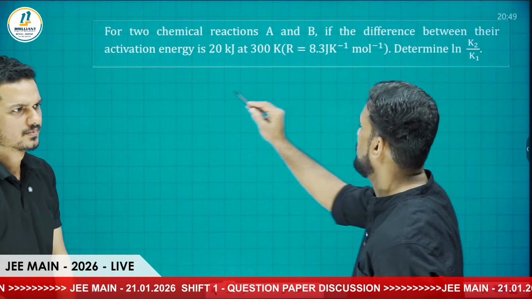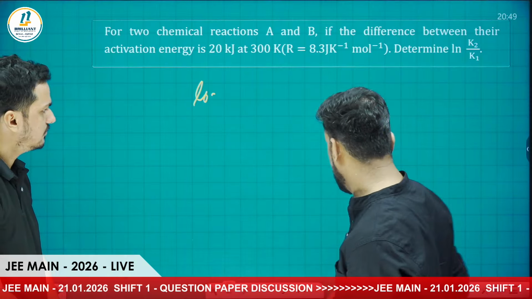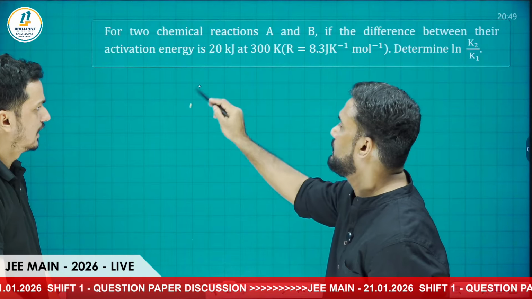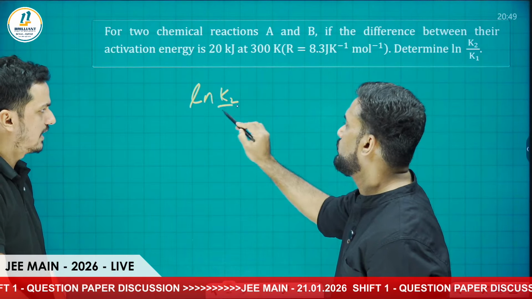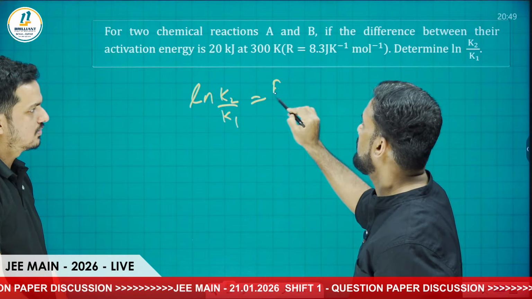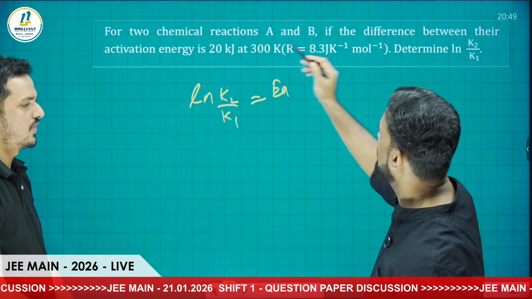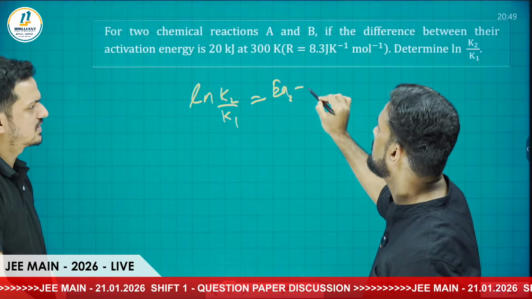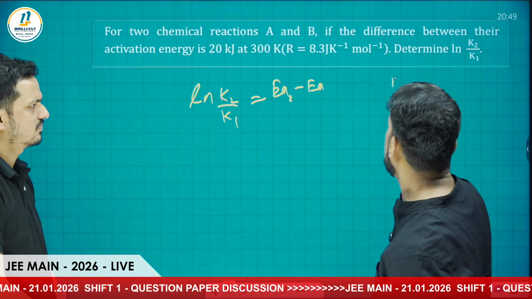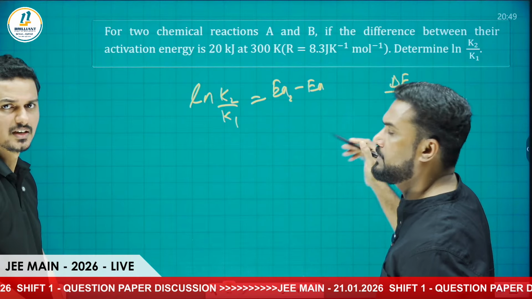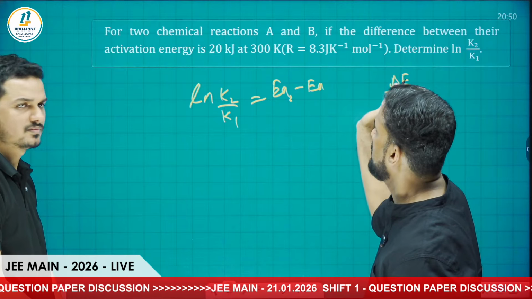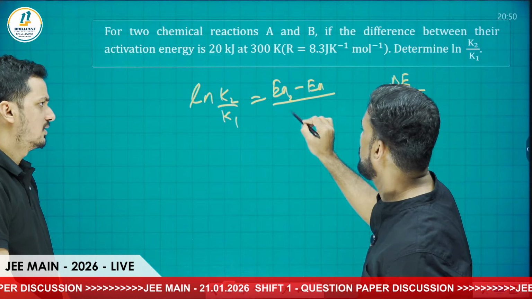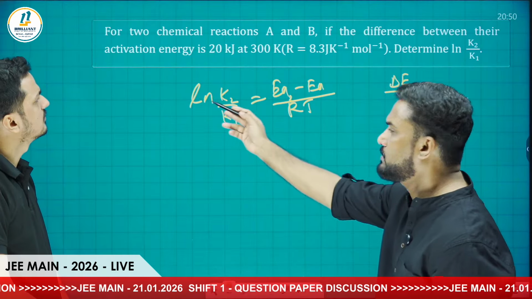So this one you can use the direct equation, with ln. So we can take ln K2 by K1 is equal to EA2 minus EA1, the difference they gave, like delta E. Delta E means higher value minus the lower, divided by RT. That's it, because this is ln.